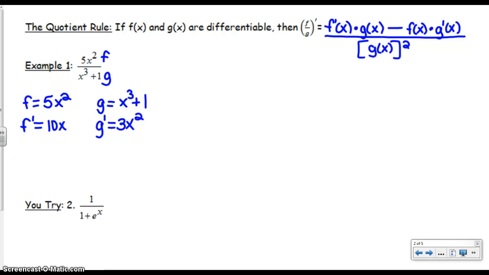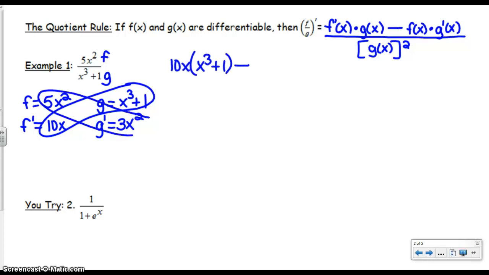And so you're going to follow almost the same setup. You always start with f prime for the quotient rule. So you're going to do f prime times g. So you're going to do 10x, and because g is more than one term, you have to put parentheses around it, x cubed plus 1, minus, and then we do it the opposite way, the f times the g prime. So we have 5x squared times 3x squared all over g squared.